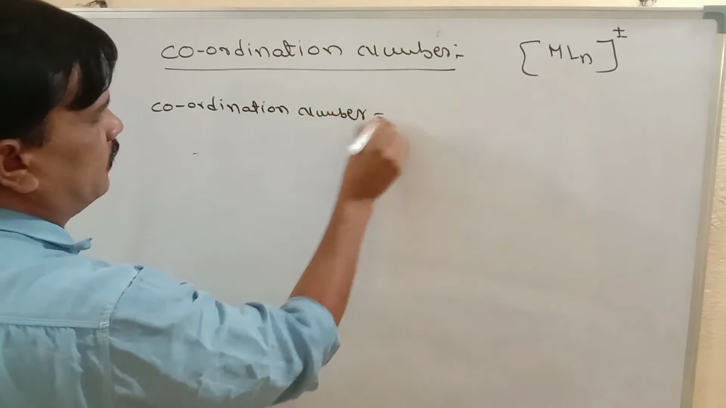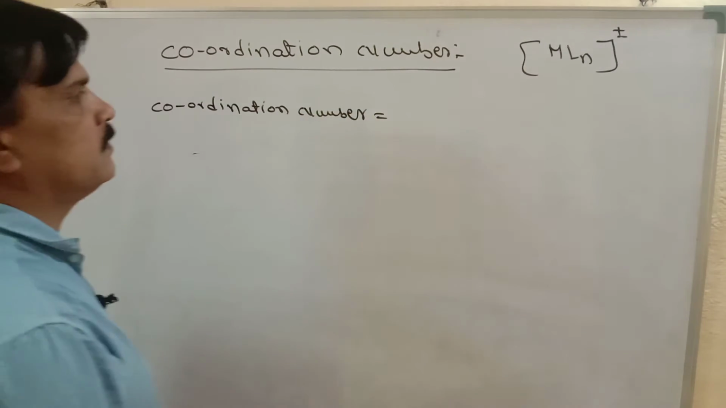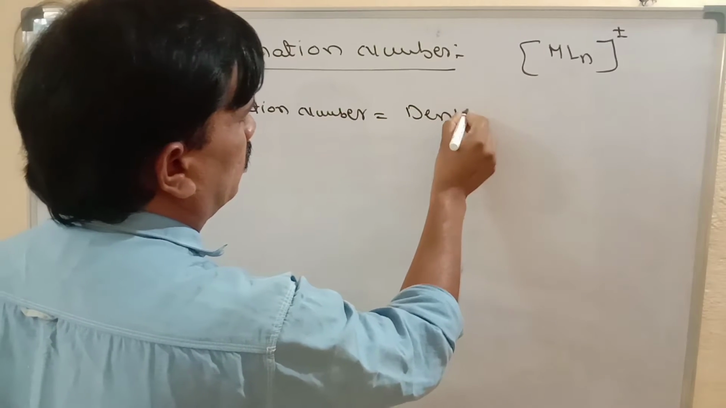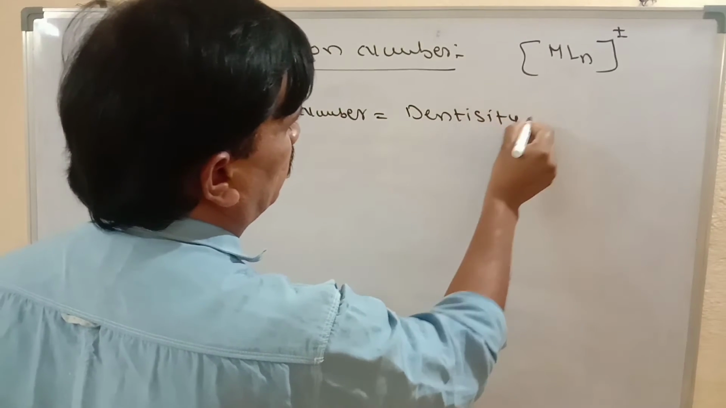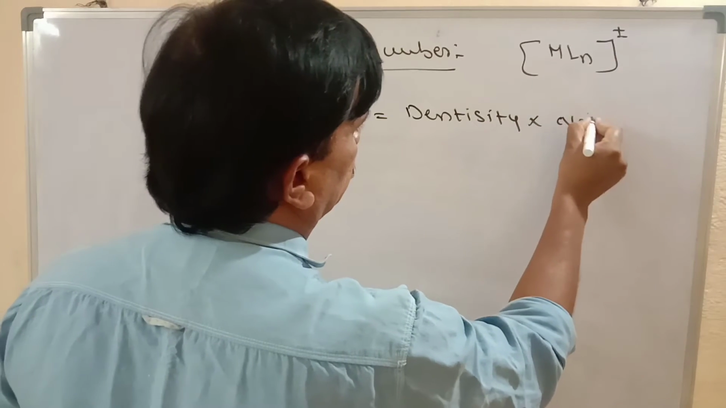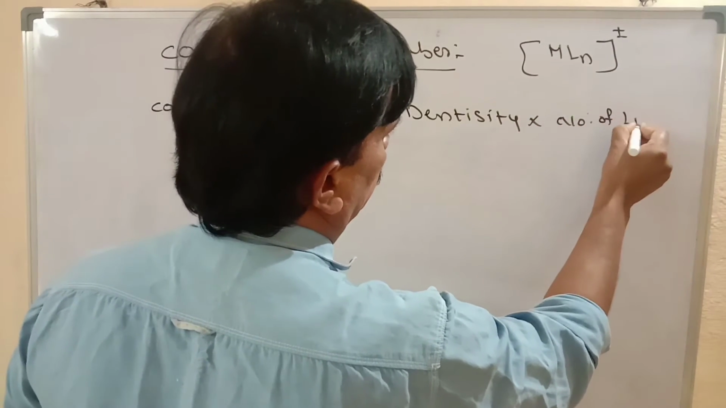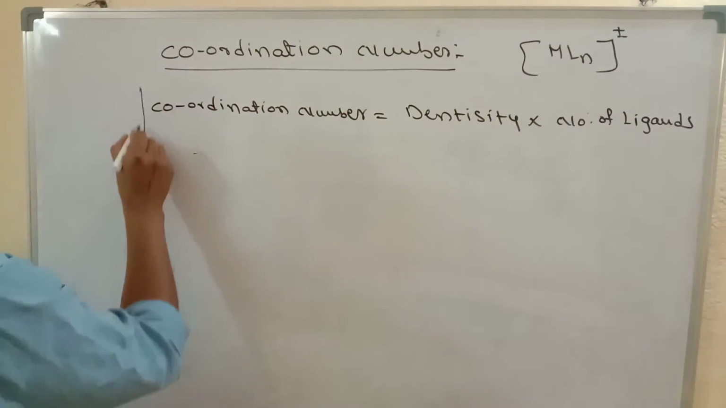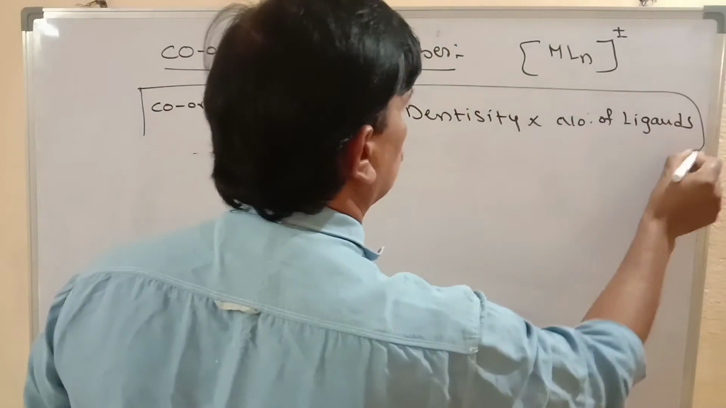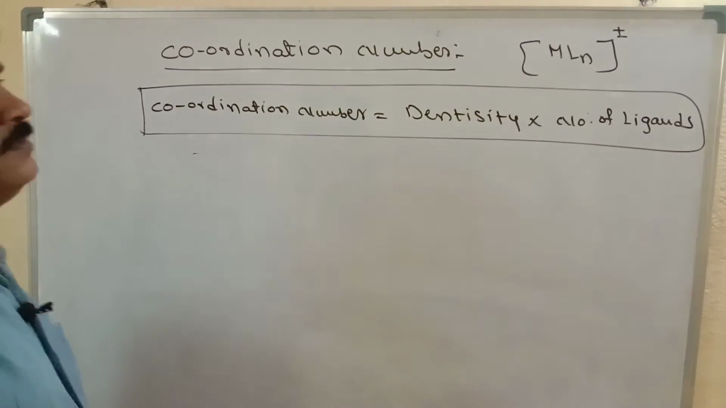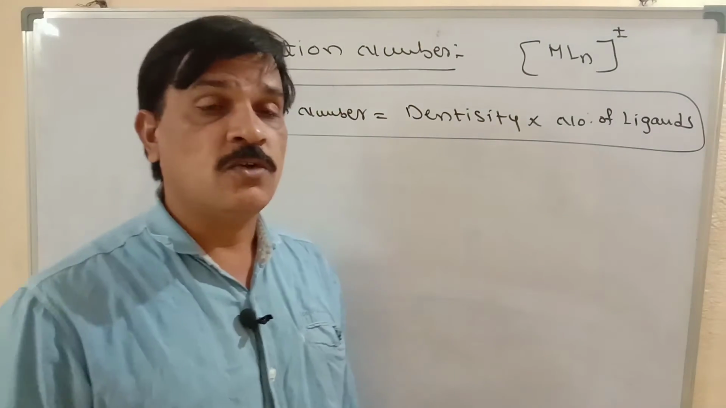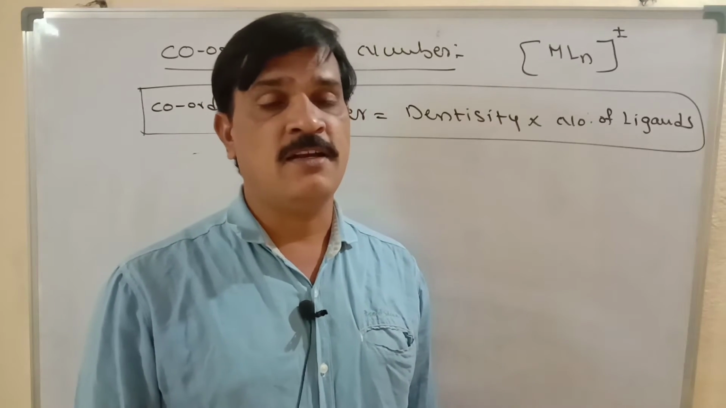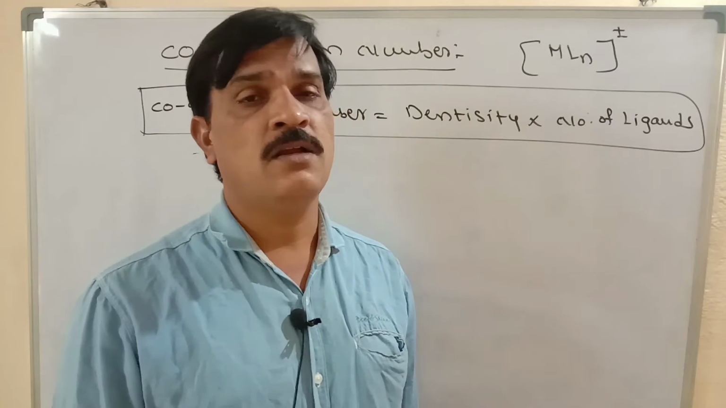Coordination number is equal to denticity into number of ligands. What is coordination number? The definition is: the number of ligands around the central metal atom is known as coordination number.